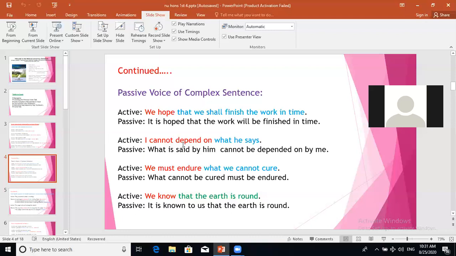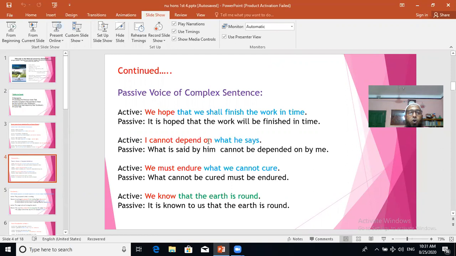Look at the next one. I cannot depend on what he says. I cannot depend on, this is the main clause. What he says is the subordinate clause. So both of these clauses should be changed. What is said by him cannot be depended on by me. What he says is present simple tense. The voice changes with the helping verb of the tense. What is said by him, cannot be depended on by me.